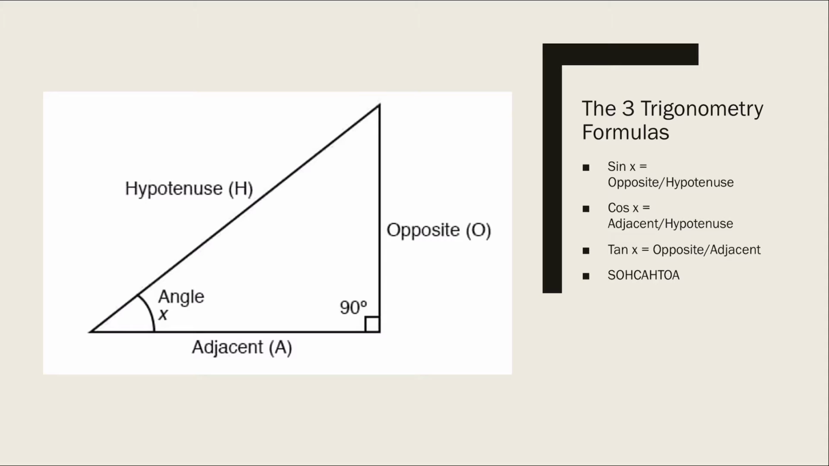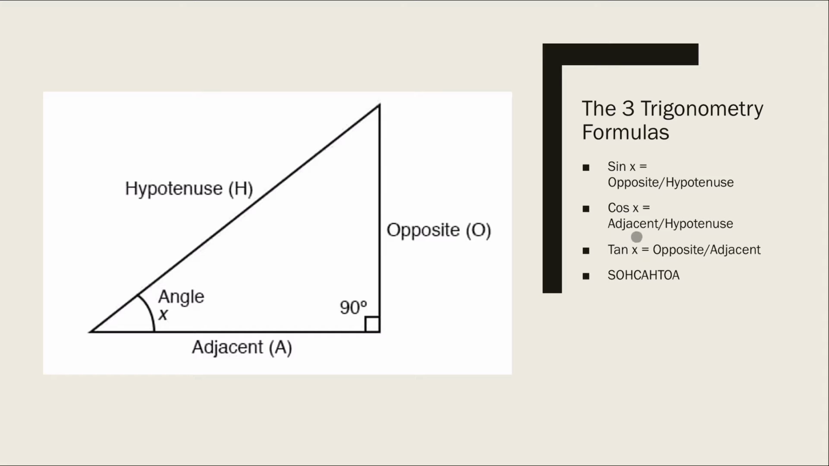The three trigonometric formulas are SOHCAHTOA. That's the easy way to remember it. But what does it actually mean? Well, the S stands for sine. So one of the formulas is sine x, where x is the angle shown there, is equal to the opposite over the hypotenuse, which is the longest side on a right-angled triangle, of course.